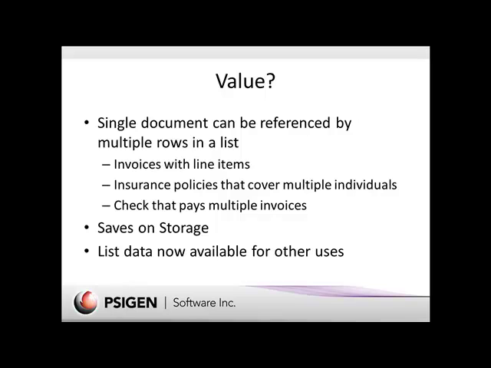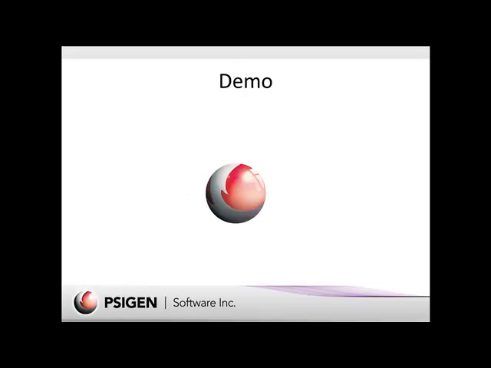So what's the value of this? One of the main things is storage conservation. So now you can send a single document that can be referenced by multiple rows. Some examples, I've already talked about the invoice. Maybe you've got an insurance policy that you're posting that covers multiple individuals, or you have a check that pays multiple invoices. So it saves on storage, and now that list data can also be used for other uses, as I mentioned in a previous slide.